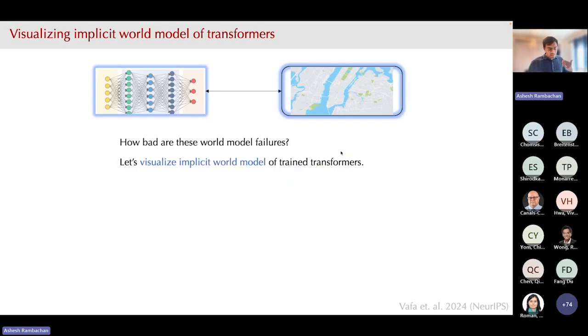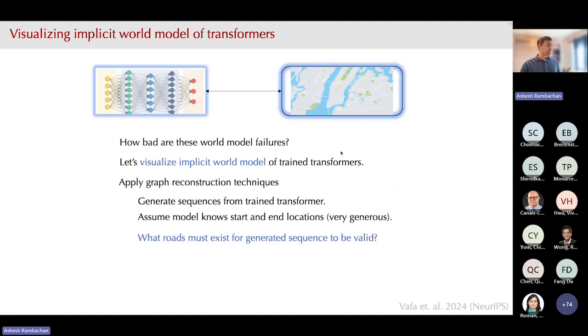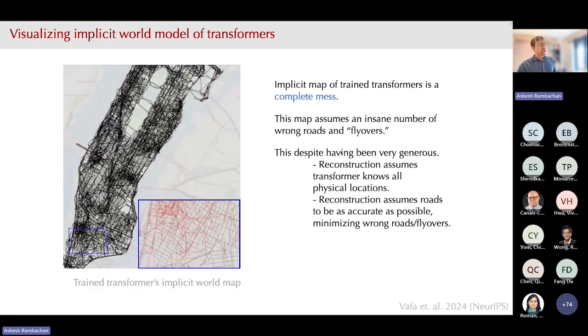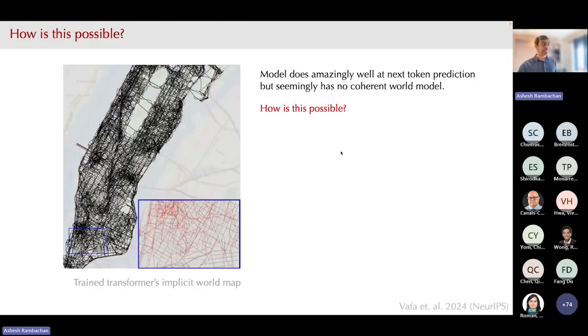But let's try to visualize the implicit world model of these trained transformers. What we did in the paper is we applied some graph reconstruction techniques to sequences that were generated by the transformer. And if you look at its implied map of New York City, it looks like a complete and utter mess. It has many different flyovers, direct connections between intersections that would be physically impossible on the real map. And this was despite being very generous to the transformer in how we did this reconstruction.